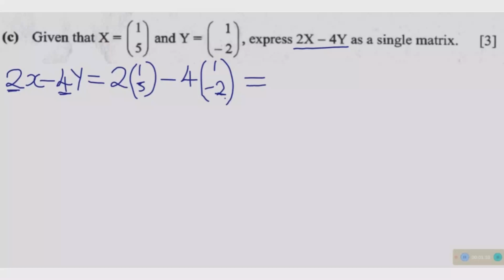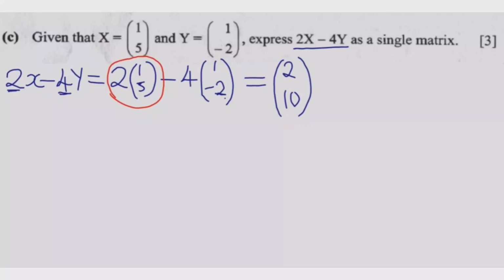So now when we come up with a matrix like this one, let's concentrate on this matrix. What we are asked to do is to multiply a matrix by a scalar. So we multiply 2 by the elements of matrix x. That means we are going to come up with something like this. So I open the bracket. Then I say 2 times 1 will give us 2. 2 times 5 will give us 10. Then we have evaluated 2 multiplied by matrix x.